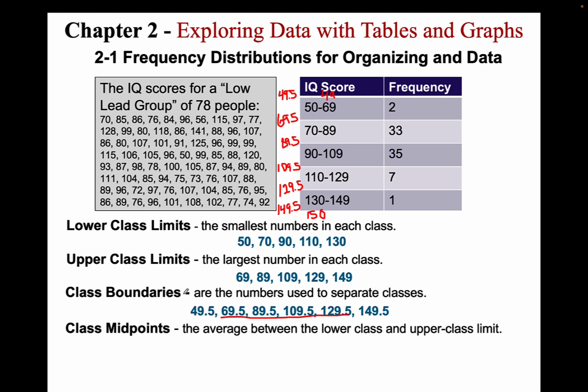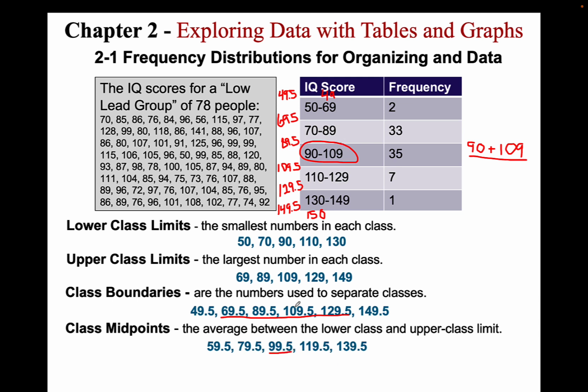Class midpoints, that's the average between the lower class and the upper class limit. Let me just pick one to show you as an example. This class right here, lower limit is 90, upper limit is 109. Definition said it's the average between the lower and the upper class limits. So if you were given these two numbers, to find the average of two numbers, you would add them up and divide by 2. So the class midpoint for this particular class would be right here, 99.5. That's the middle one.